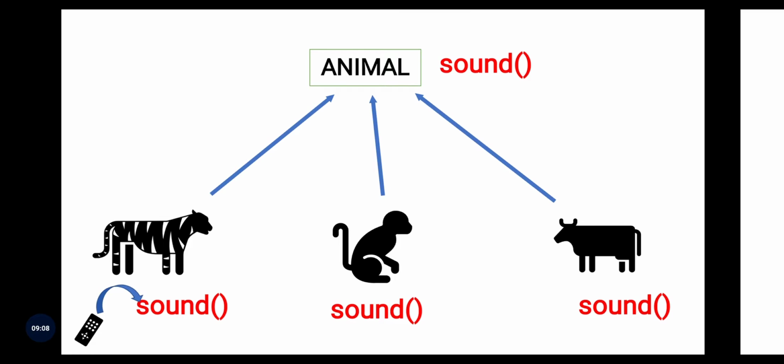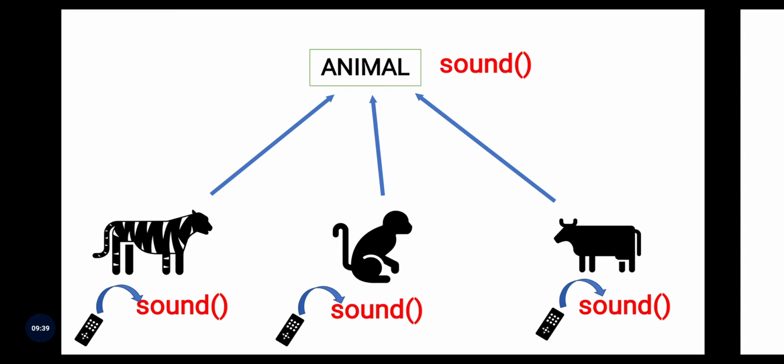So if I create a reference or a pointer variable of this class, so if I have a PTR for tiger, and another PTR for monkey and another PTR for cow, PTR means I'm talking about a pointer reference, a pointer variable, which is referring to these objects here, then by pressing the button I can invoke the sound for all the three objects.